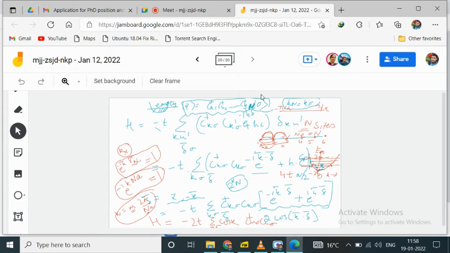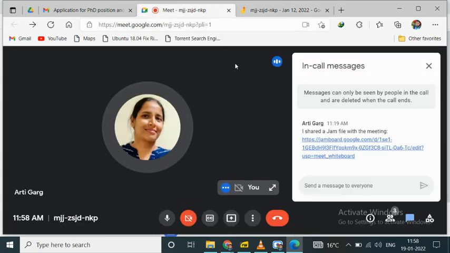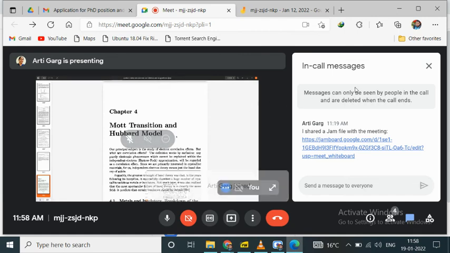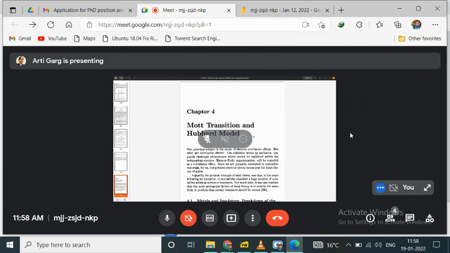And next time, I want to start with the next topic. We have talked a little bit about the metal, and we will talk a little more about it. But the next topic, I want you to read, and I will share it with you. There is a book by Fazekas. I gave a reference of it in my first class. It is called Lecture Notes on Electron Correlation and Magnetism. There is a chapter 4 in it, which I am sharing with you right now. Are you able to see it?